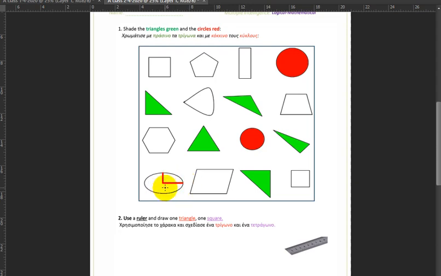So no, this is not a circle. This is an oval. It's shaped like an egg. So I would not call that a circle.